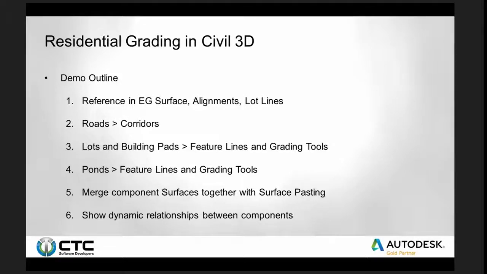So we're going to spend most of the webinar in Civil 3D. And the outline is we're going to start with some references of an EG surface and alignments and some of the lot lines that Scott Mizak had done last week. We're going to reference that into our grading drawing. And we're going to grade some roads with corridors and intersections. Then we're going to grade the lots and the building pads with feature lines and grading tools. And then we'll have one pond in there. Then we're going to talk about merging all these component surfaces together through pasting.